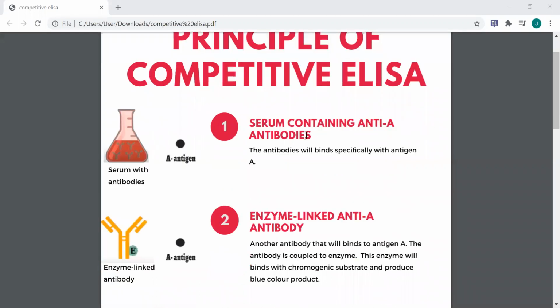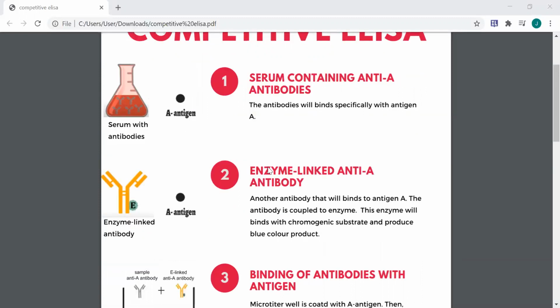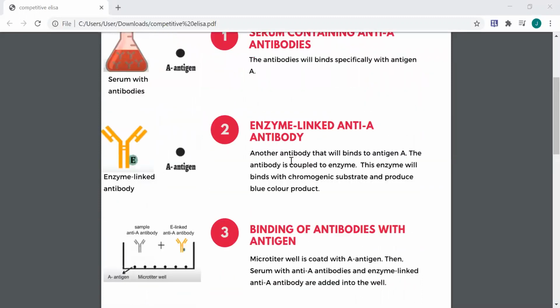Okay, so let's proceed. First, there's a serum with antibodies and also antigen A. This serum with antibodies is the concentration of antibodies that we want to measure. The antibody will bind specifically with antigen A. And then there is also another antibody which will bind with A antigen, which is the enzyme-linked anti-A antibody. The only difference is that this antibody is bound with an enzyme.